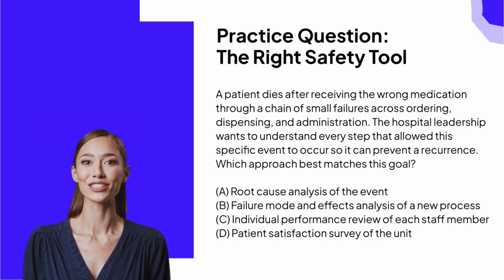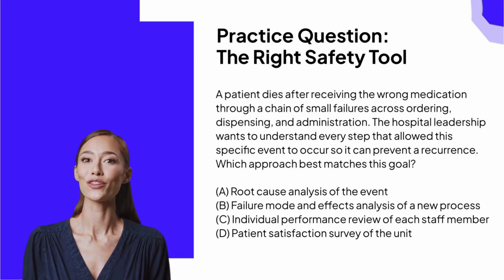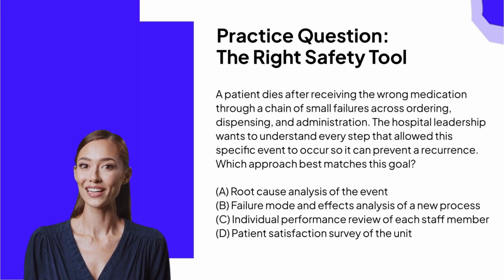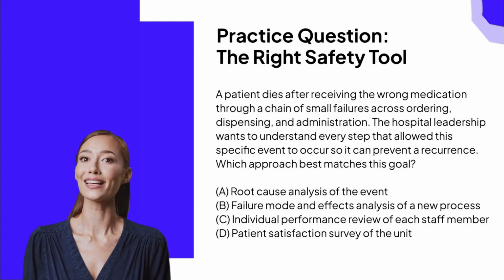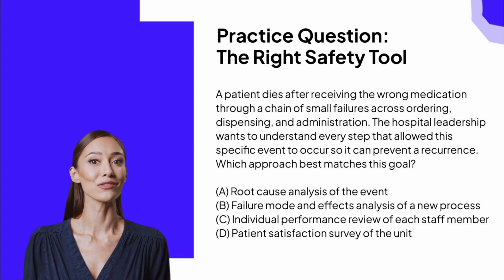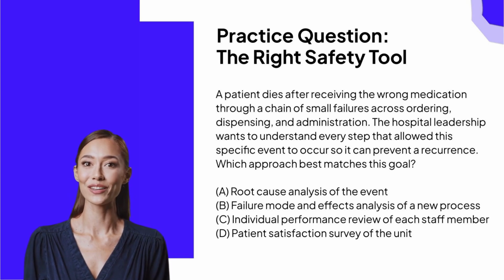Here is our second practice question, and it is all about matching the right safety tool to the situation. A patient dies after receiving the wrong medication through a chain of small failures across ordering, dispensing, and administration. Hospital leadership now wants to understand every step that allowed this specific event to occur so they can prevent it from happening again. The question asks which approach best matches that goal. The key detail here is that the harmful event has already happened, and leadership wants to trace it backward. Keep that timing in mind, pick your answer, and we will reason through it on the next slide.